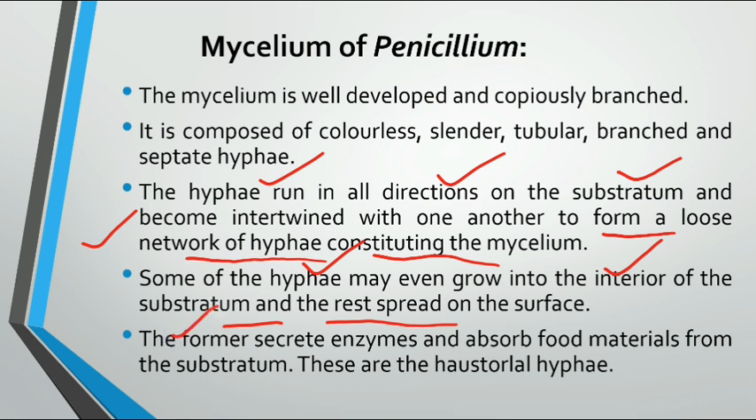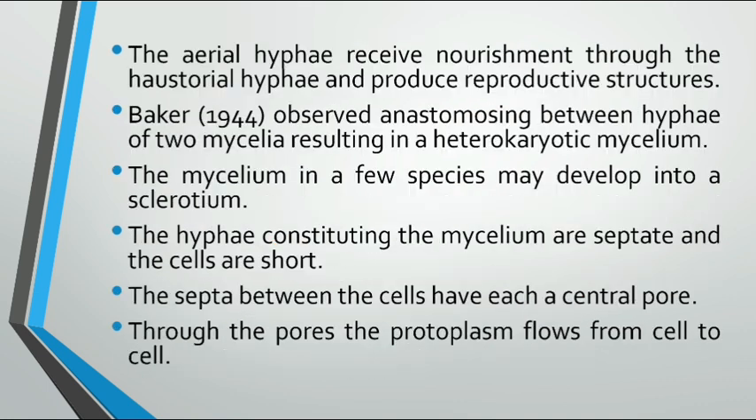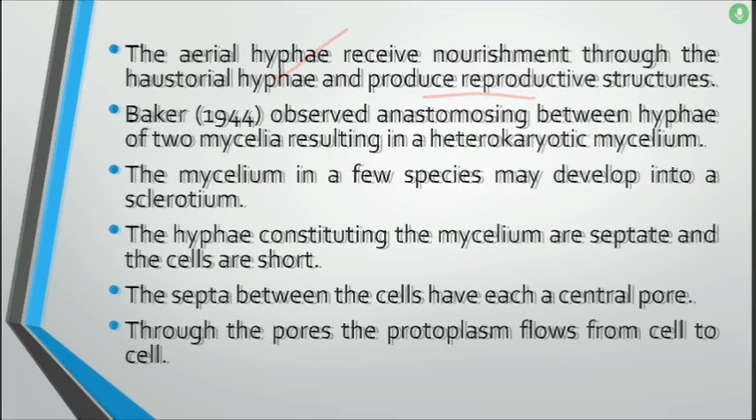The former secrete enzymes and absorb food material. The hyphae that grow inside the body of the substratum absorb nutrition from it. These are called haustorial hyphae. Next, the aerial hyphae receive nourishment through haustorial hyphae and produce reproductive structures. So the haustorial hyphae help in the absorption of nutrition and aerial hyphae help in reproduction.